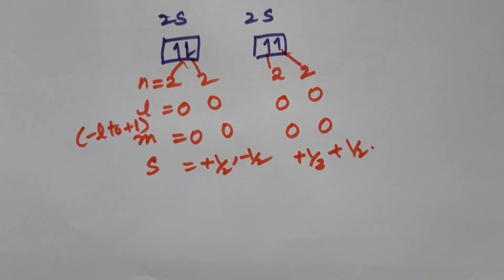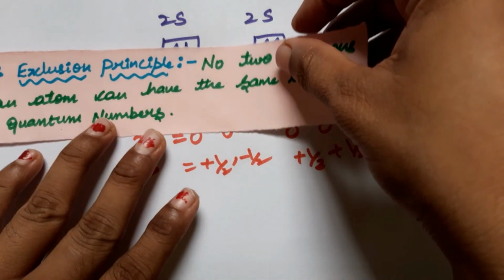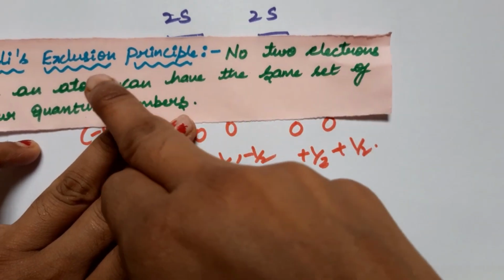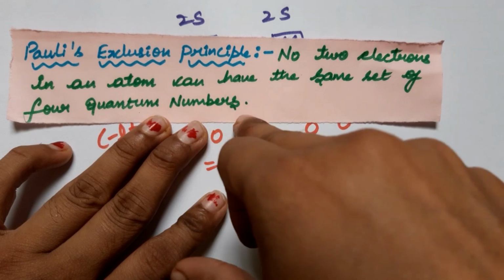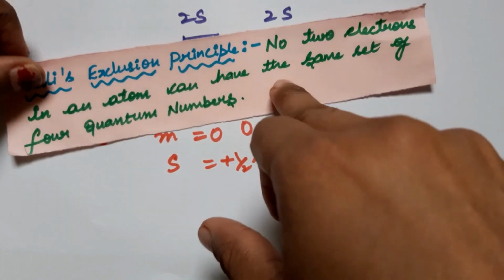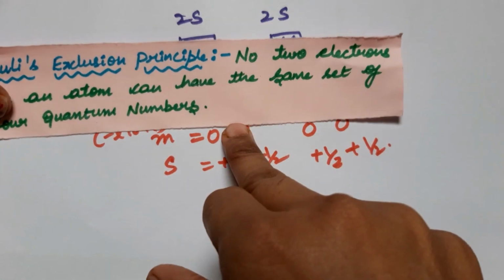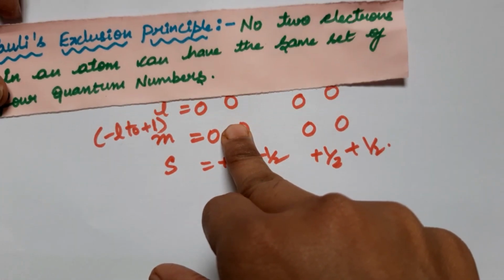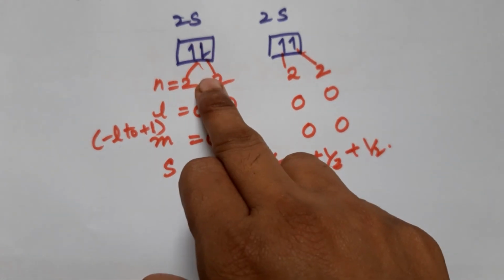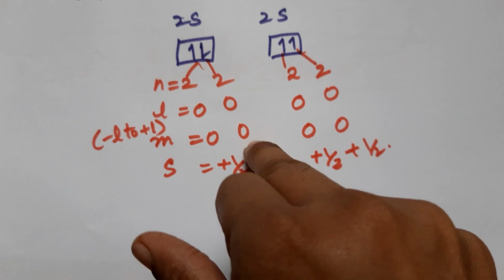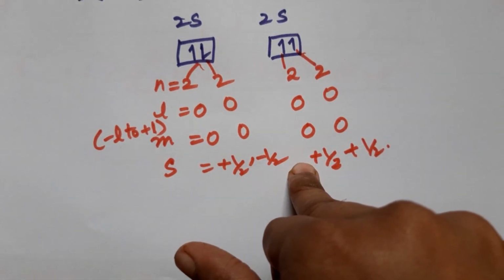This is about Pauli's exclusion principle. Pauli's exclusion principle means no two electrons in an atom can have the same set of 4 quantum numbers. No two electrons. Only these 2 electrons in an atom can have the same n value, same L value, same M value, but the S value is different. One is plus half and the other is minus half.